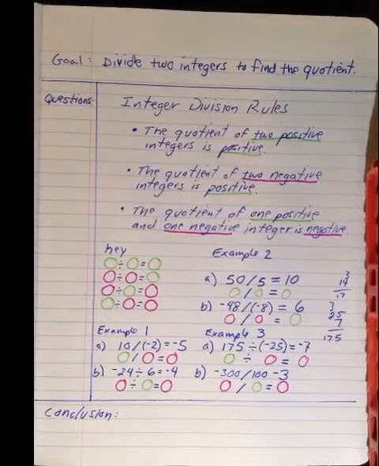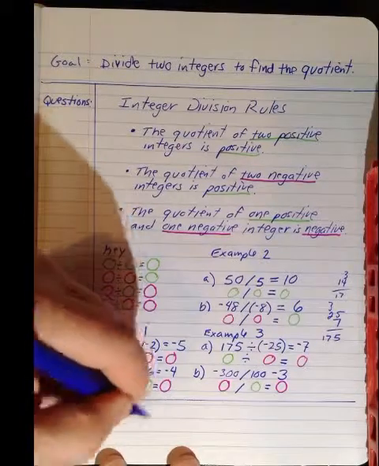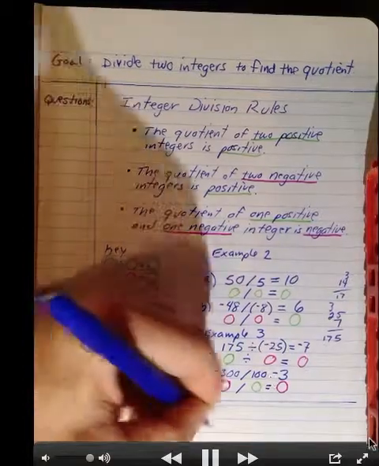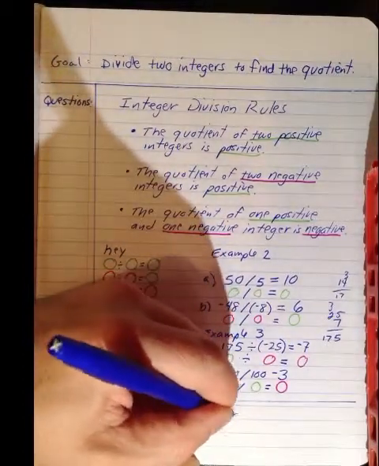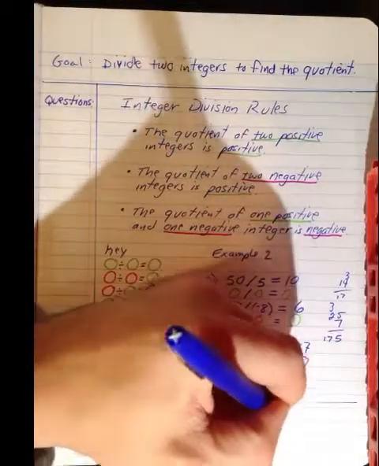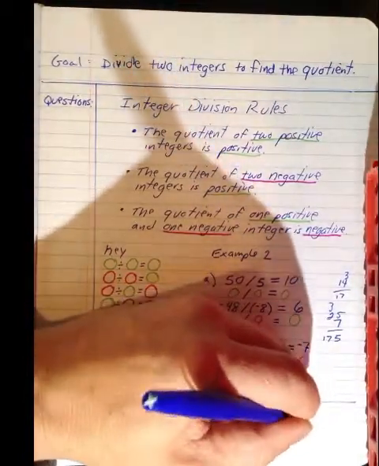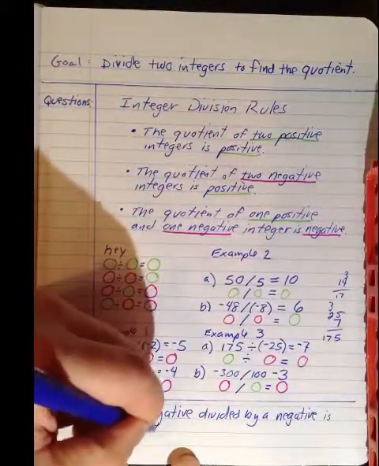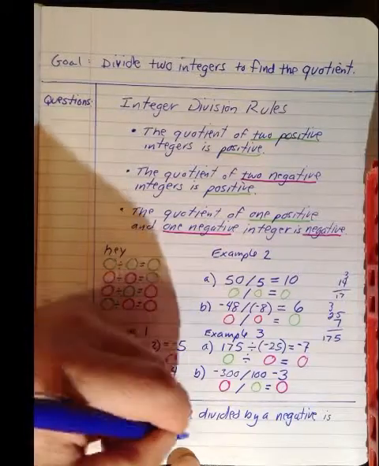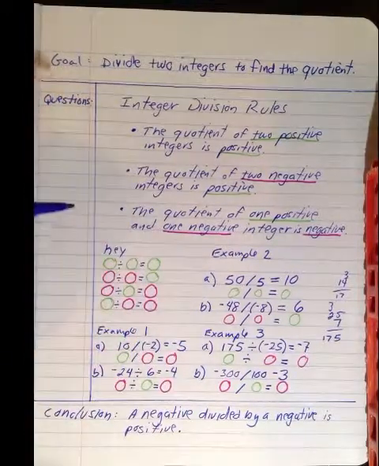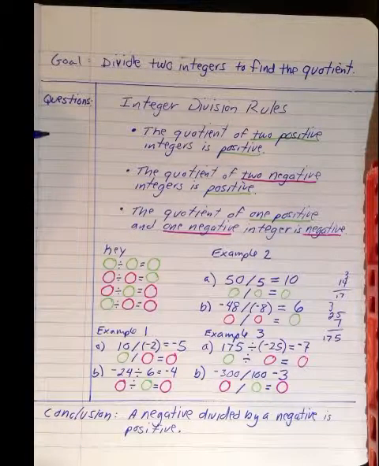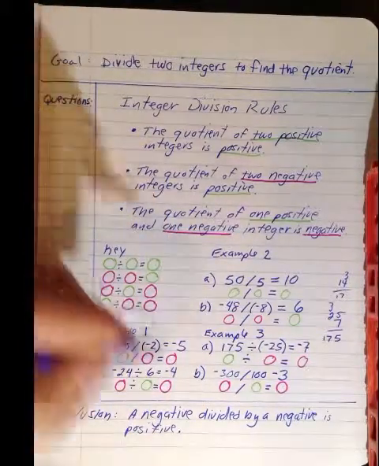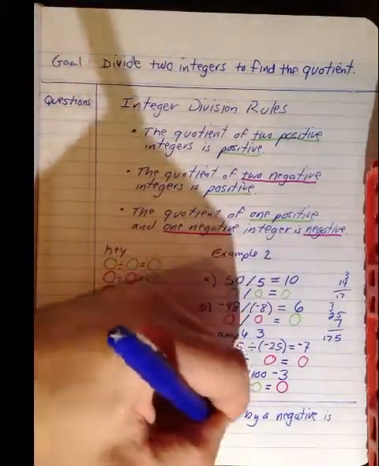You might even ask, why did I forget the equal sign on example 3b? Notice right here, I forgot the equal sign. You could ask if the rule changes if there's fractions. You could ask, how come the rule is the same for multiplication and division? Just try to write one question in the question column. And my conclusion is a negative divided by a negative is positive. You could even ask why that's true. So just put one question at least in the question column.